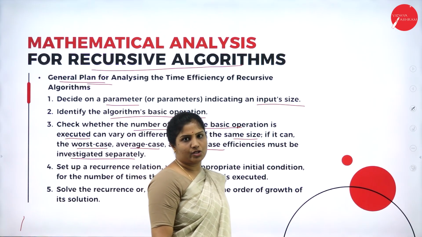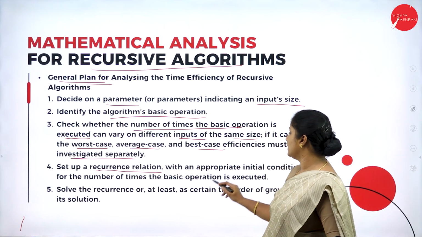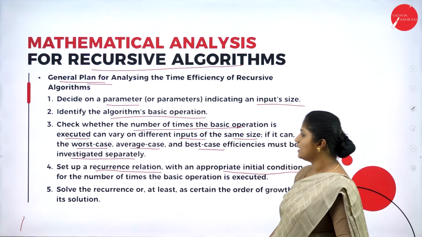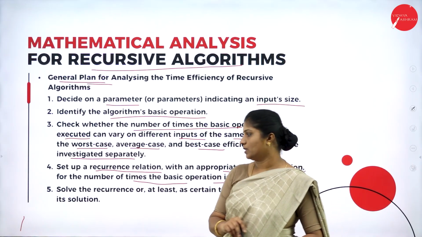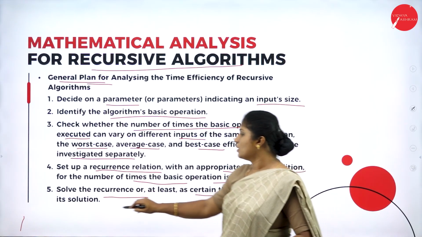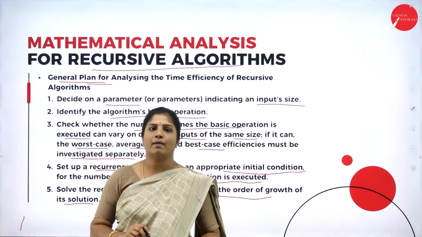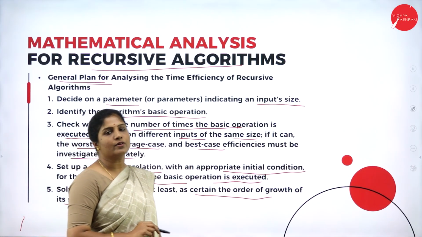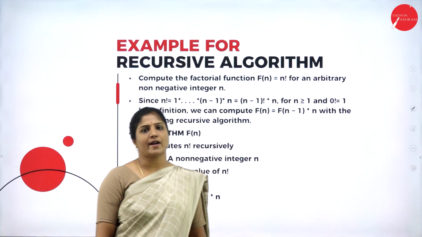Next, set up a recurrence relation with an appropriate initial condition for the number of times the basic operation is executed. Next, solve the recurrence, or at least find the order of growth of its solution. So these are some of the general plans for the recursive algorithm. Next, we have an example for recursive analysis: factorial n.